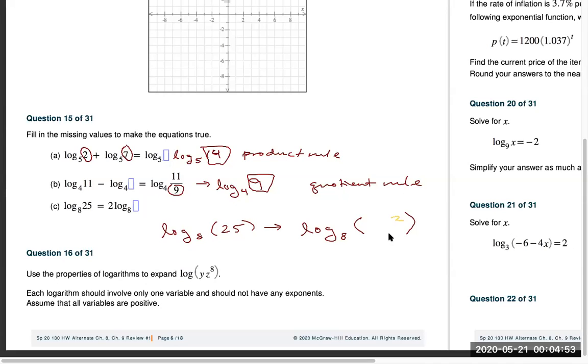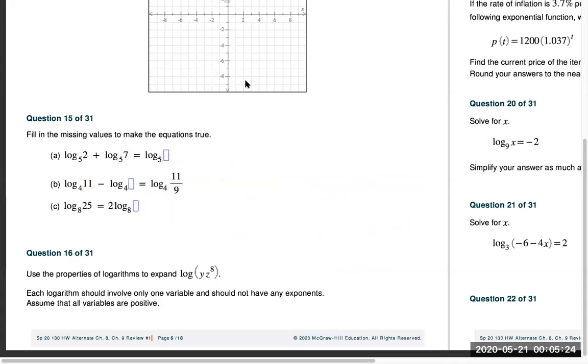Well, we would want 5 squared. Okay. If I expand this log, I get 2 log base 8 of 5. So you should fill in a 5 here. Okay. Save that.